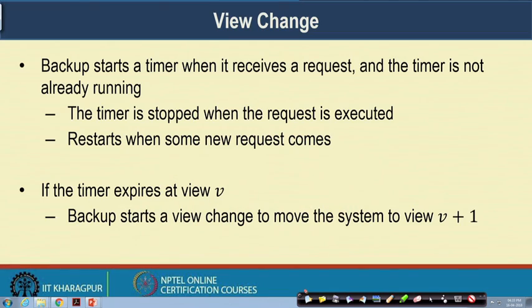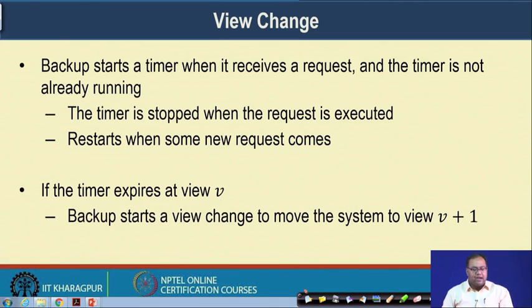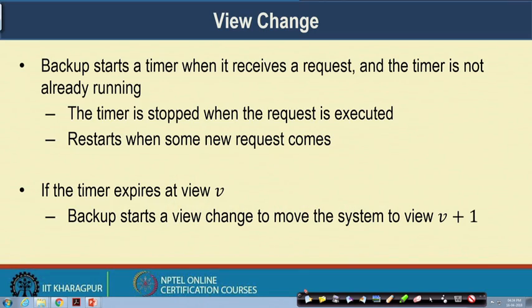So, these backups start a timer when they receive a request and the timer is not already running. The timer is stopped when the request is executed, that is, within that timeout duration everything is complete, and the timer gets restarted when some new request comes. When some new request comes, you look into whether you are receiving the messages from the primary within that timeout or not. Now, if the timer expires at view V, then the backup starts a view change to move the system to another view V plus 1.